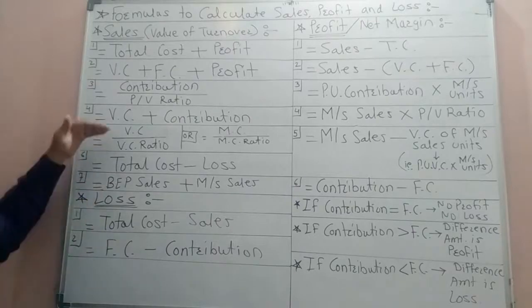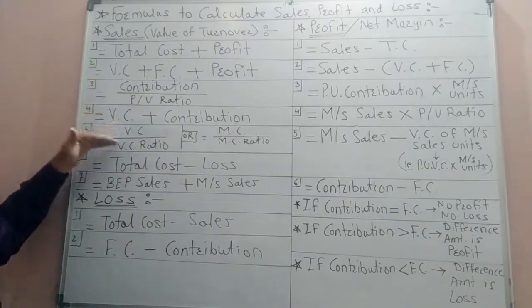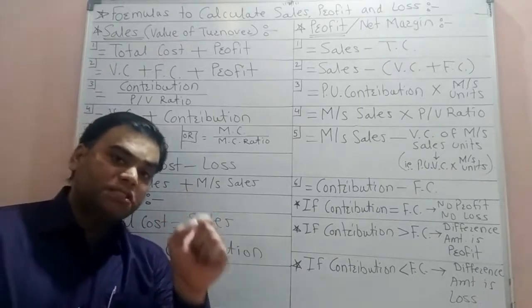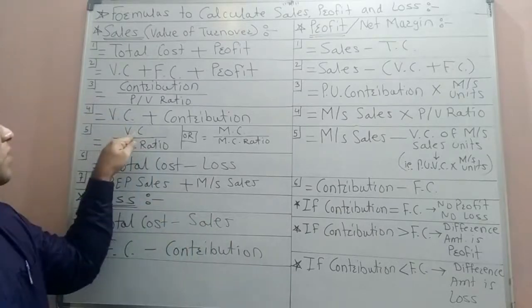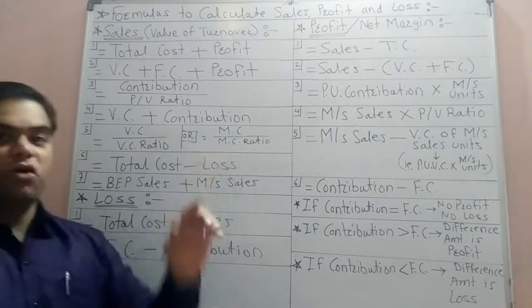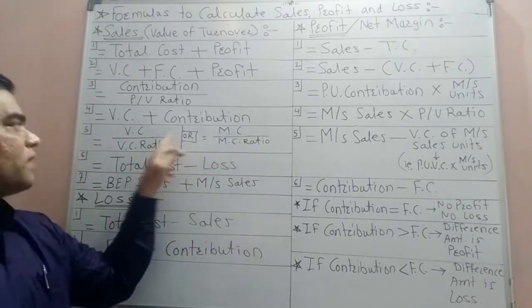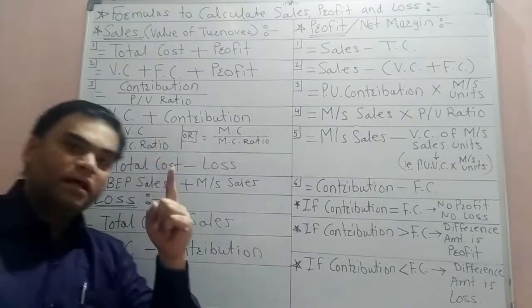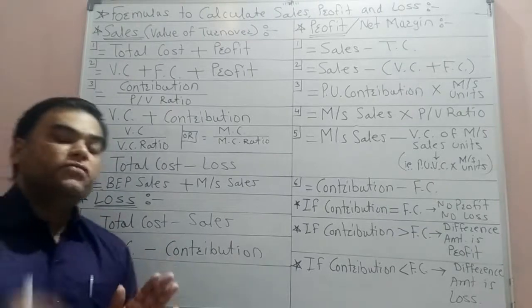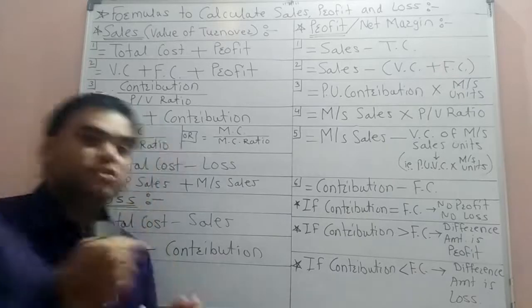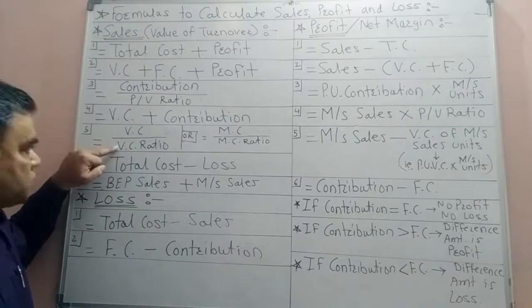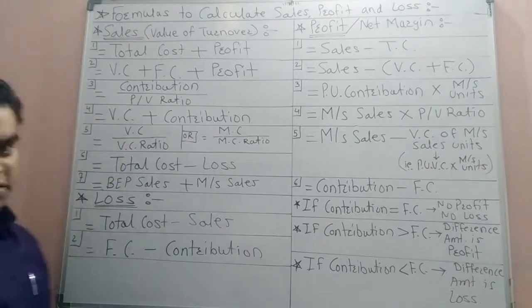Next, VC, that is variable cost, upon variable cost ratio. As we know, variable cost is also known as marginal cost. That's why variable cost ratio is also known as marginal cost ratio. This means these are not two different formulas; these two formulas are one and the same. So VC ratio means variable cost to sales ratio. That's why when we divide variable cost by variable cost ratio, then we get the amount of sales.